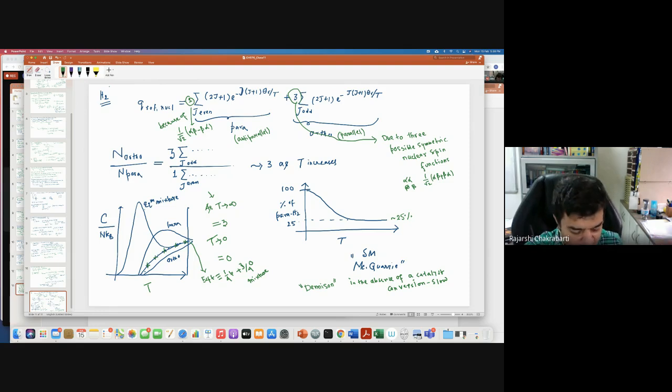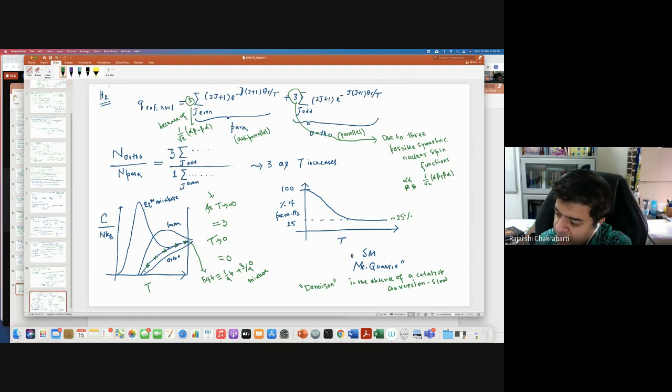There's another guy called Bonhoeffer and Harteck. They carried out this experiment. So in the presence of this catalyst, which is activated charcoal, the ortho-para conversion is finite. Ortho-para conversion is finite. Is this clear?